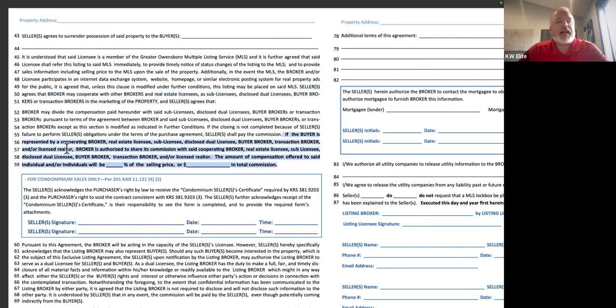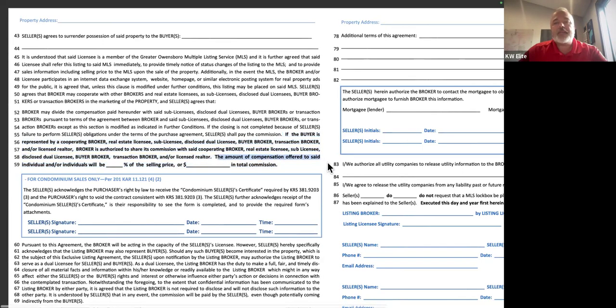So it says if the buyer is represented by a cooperating broker, real estate license, sub-license, disclosed dual license, buyer broker, transaction broker, and/or licensed realtor, basically any way you could transact with one of us, the broker is authorized to share the commission with the said cooperating broker, real estate license, and all that stuff.